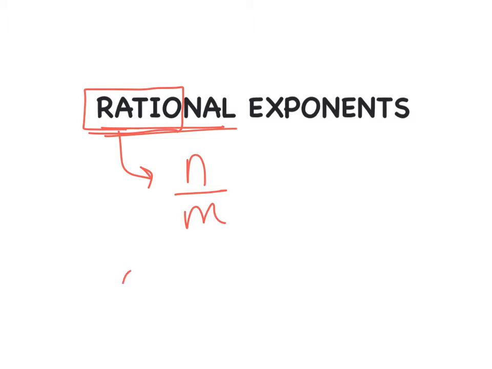For example, 2 to the 1/2. Our exponent is a rational exponent. It's in that form, n over m. 3 to the 2/5. Again, we have a rational exponent, something in the form of a ratio.